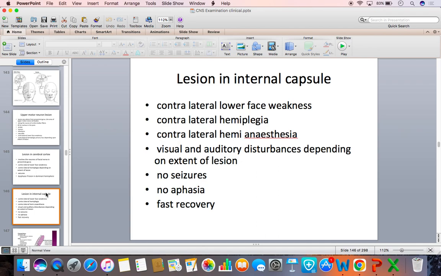Then it could be the lesion in the internal capsule. The capsular lesion manifests as the contralateral lower face weakness along with the contralateral hemiplegia, contralateral hemianesthesia, contralateral visual and auditory disturbances depending on the extent of the lesion, but there are no seizures, no aphasia. Remember this point.